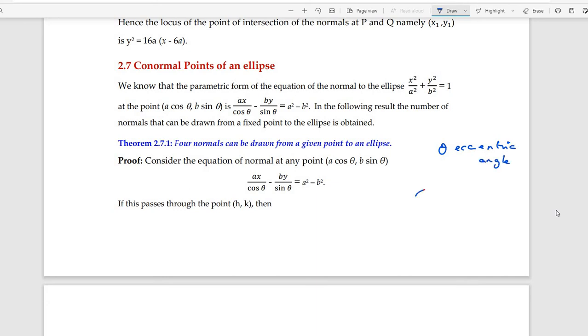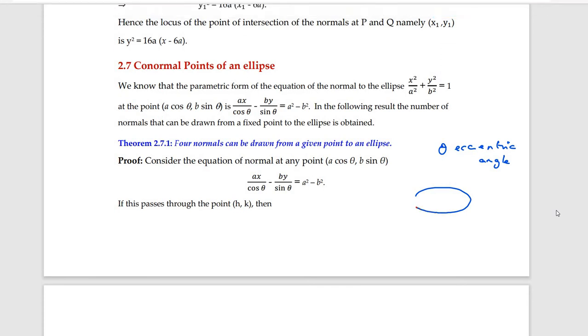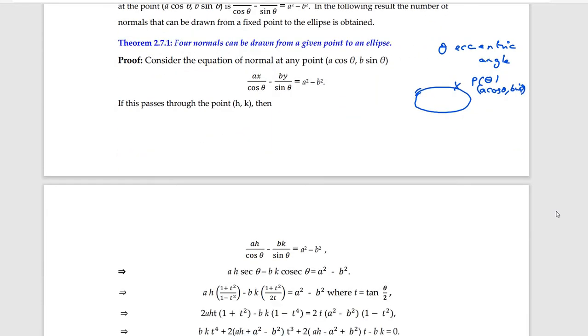When we consider an ellipse and any point P of theta, by theta I mean the eccentric angle, this is nothing but (a cos theta, b sin theta). We consider the equation of the normal at P of theta, which is given by ax/cos theta minus by/sin theta equal to a square minus b square. Let it pass through the point (h, k).